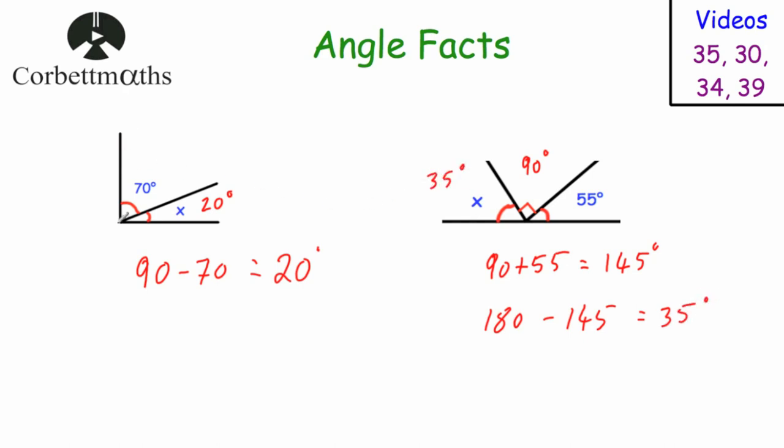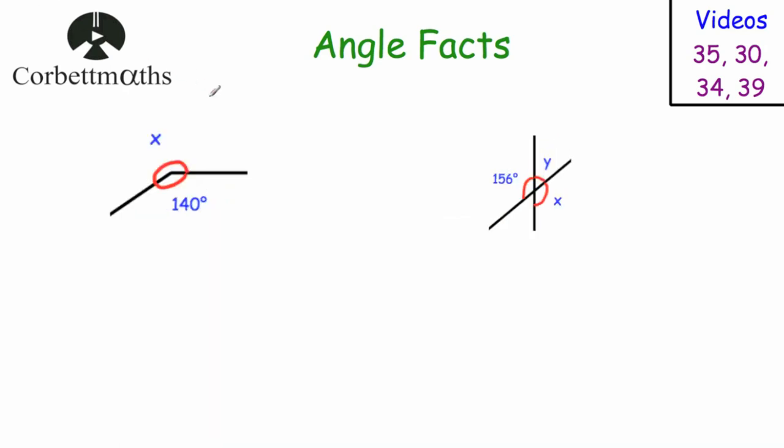So the angles in a right angle will add up to 90 degrees, and the angles in a straight line would add up to 180 degrees. And if you ever see a little right angle symbol, write 90 beside it. Okay, the next ones. So here we've got a full circle. The angles on a full circle or a full turn will add up to 360 degrees.